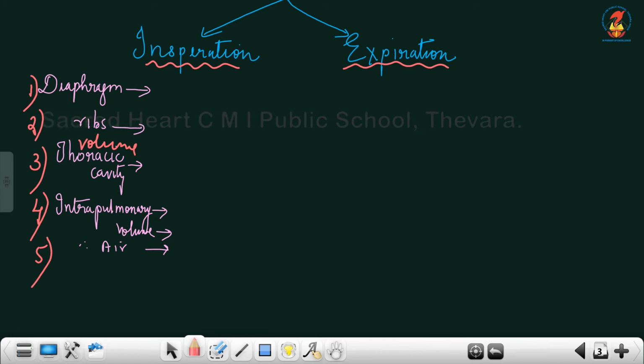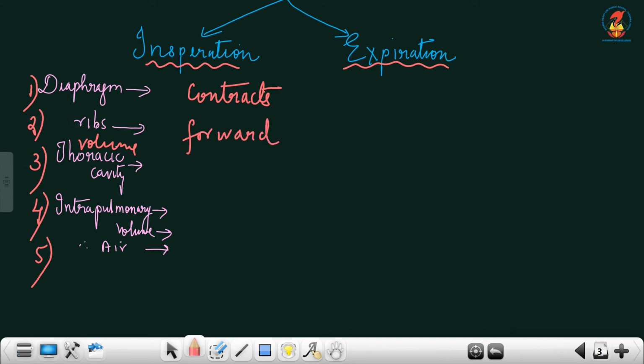So, first analyze inspiration. During inspiration, the diaphragm contracts. The ribs move forward. As a result, what happens to the volume of the thoracic cavity? It increases. When the volume of the thoracic cavity increases, what happens to the pressure? It decreases. And therefore, air enters into the lungs. This movement of air into the lungs.